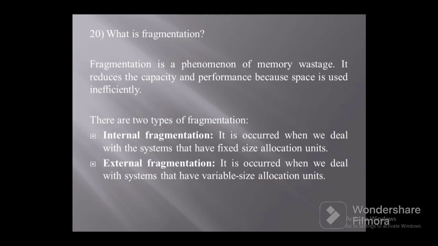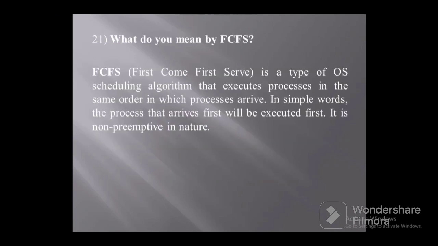So what is fragmentation? Fragmentation is basically the phenomenon to reduce the memory wastage. It will remove the spaces that are getting wasted, and it will improve the CPU performance. So there are two types of fragmentation: one is internal fragmentation and another is external fragmentation. Internal fragmentation occurs when there is a fixed size of allocation unit, meaning the resource will have fixed size, and external fragmentation is where the resource will have variable size allocation units.